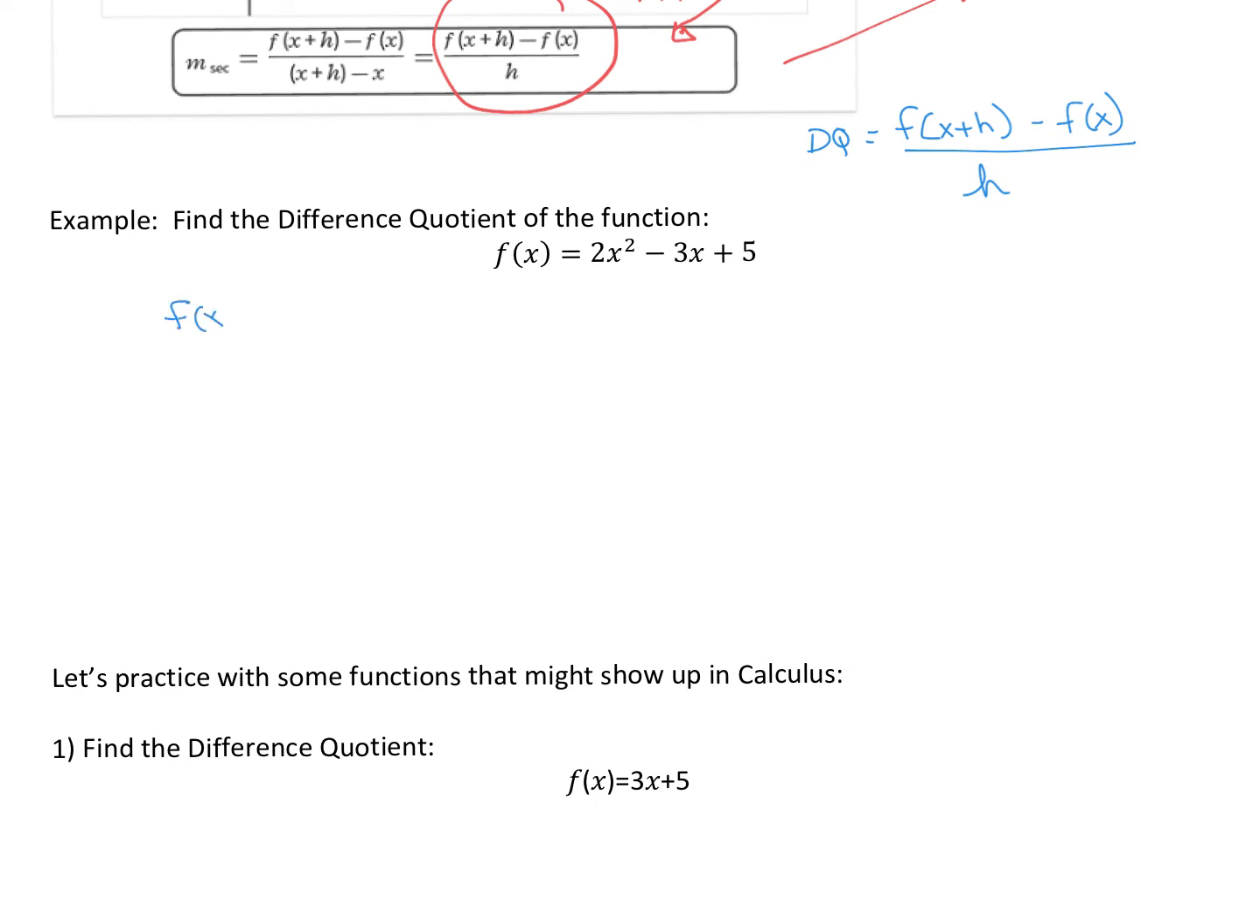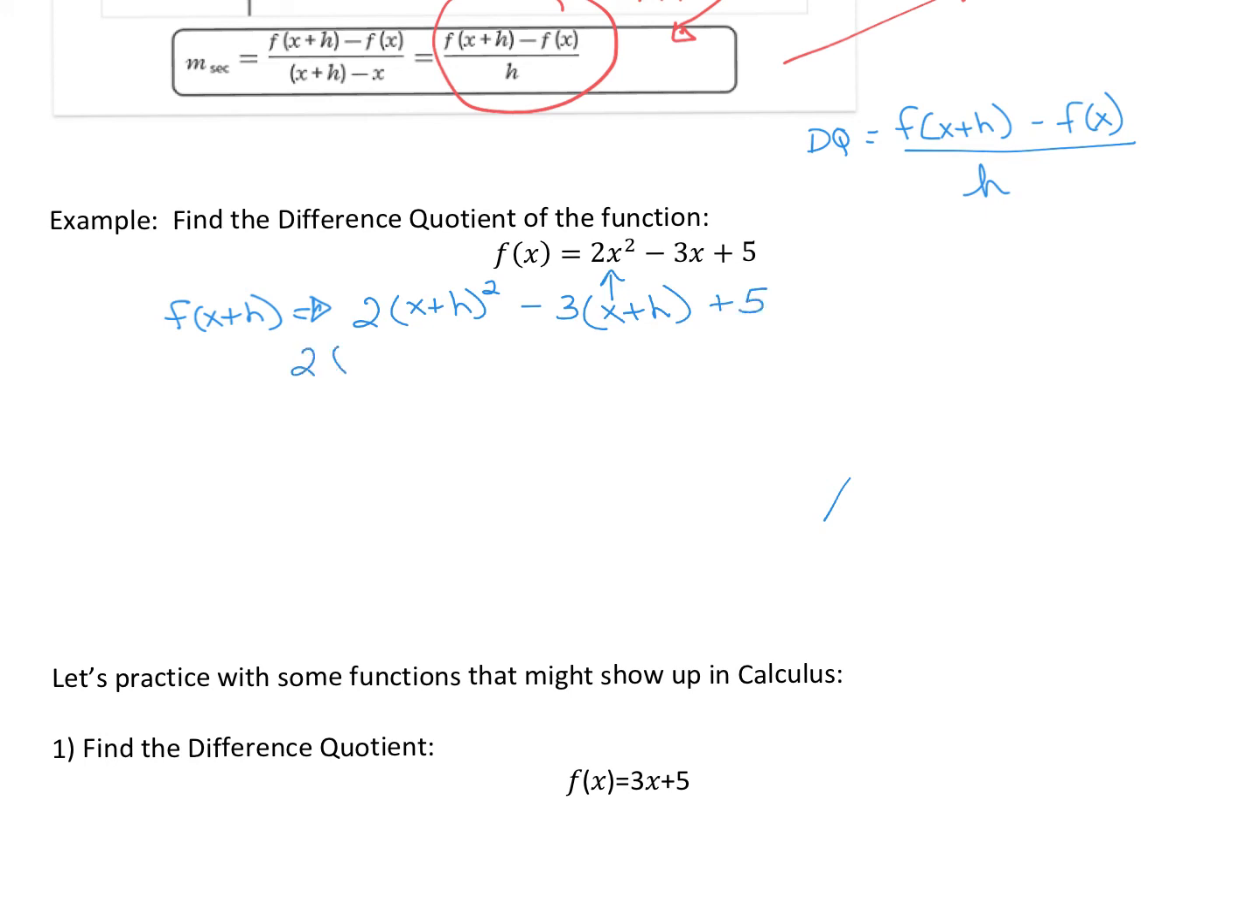So to do this, I want to find f of x plus h first. So just like anything, f of 3 or f of 4, we just plug x plus h here in for the x. So we're going to have 2 times x plus h quantity squared minus 3 times x plus h plus 5.